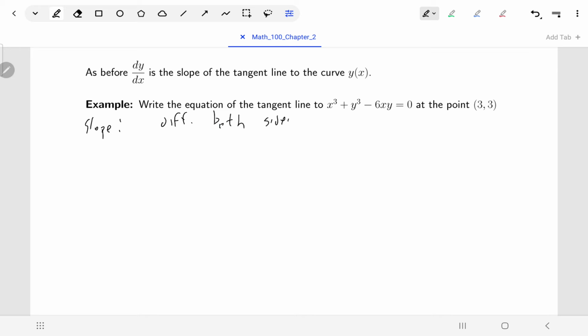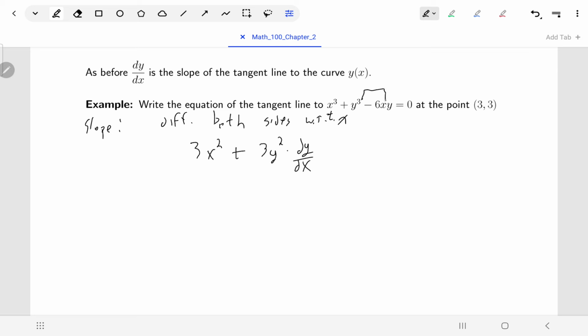So again, we're going to differentiate both sides with respect to x. Starting with the left side, I have x cubed. The derivative is 3x squared. For y cubed, it's 3y squared, and of course, chain rule, y is a function, so the derivative of y itself is dy dx. And then next up, we have minus 6xy.